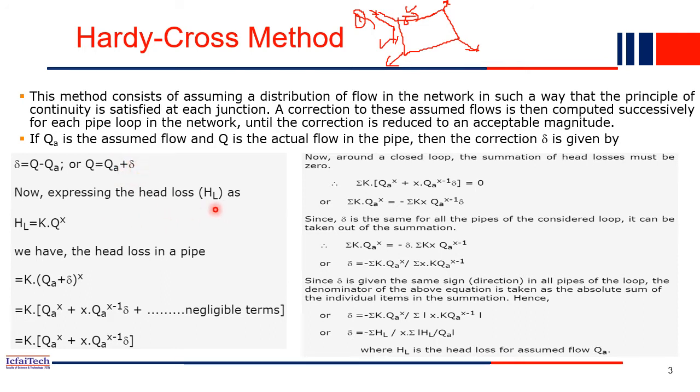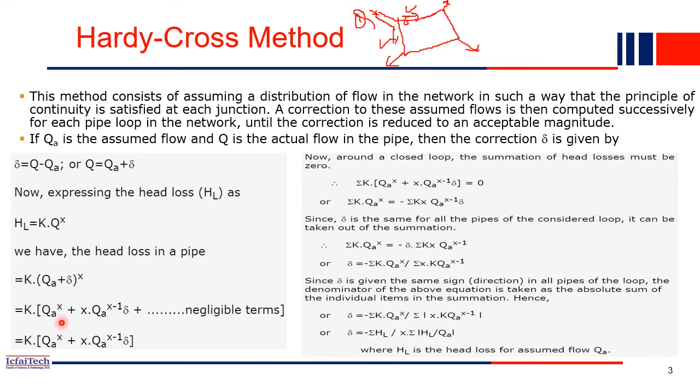Now, expressing the head loss. We can express head loss in this form: HL, the head loss, is equal to K times Q to the power of X, where K is a constant and Q is the quantity of flow. This is the normal form of head loss. Then you substitute the Q value we already have, QA plus delta. Now if you expand this expression, you will get, as you have already studied in your mathematics course, how to expand such polynomial equations.